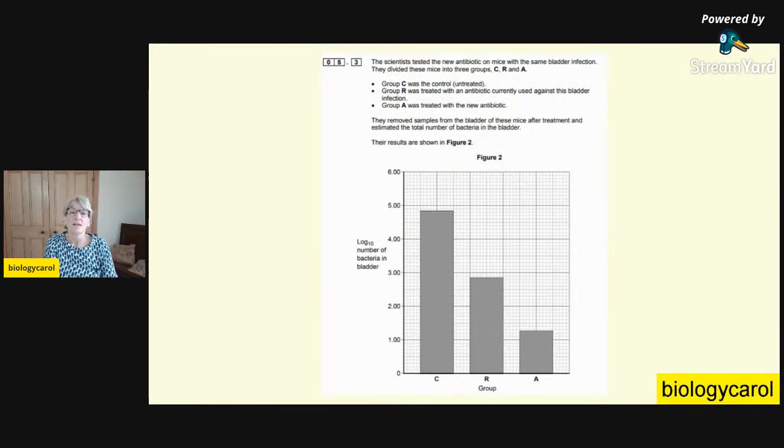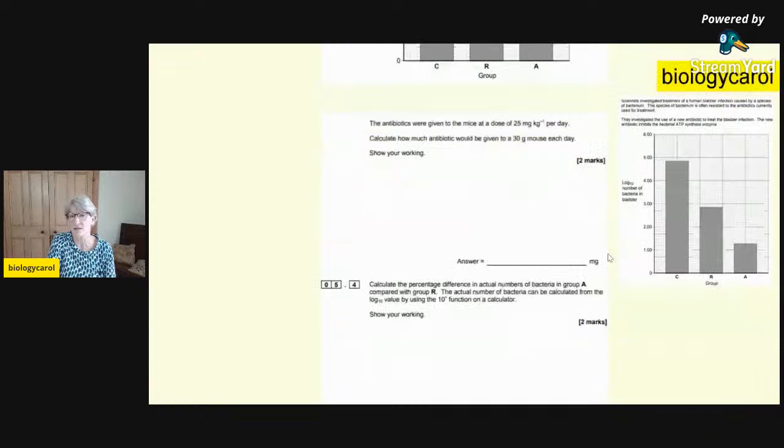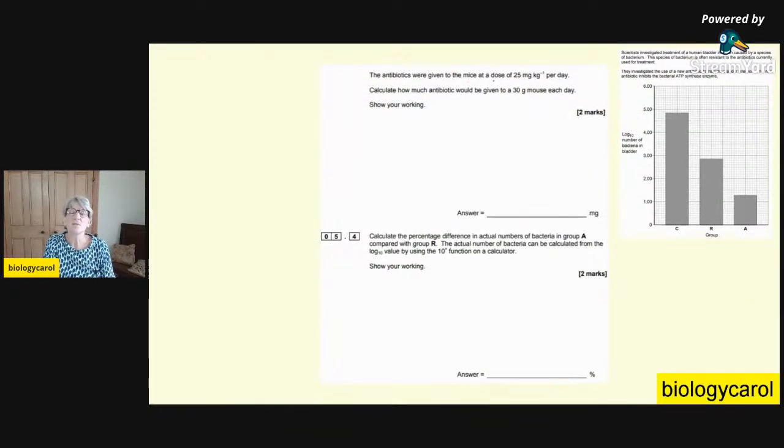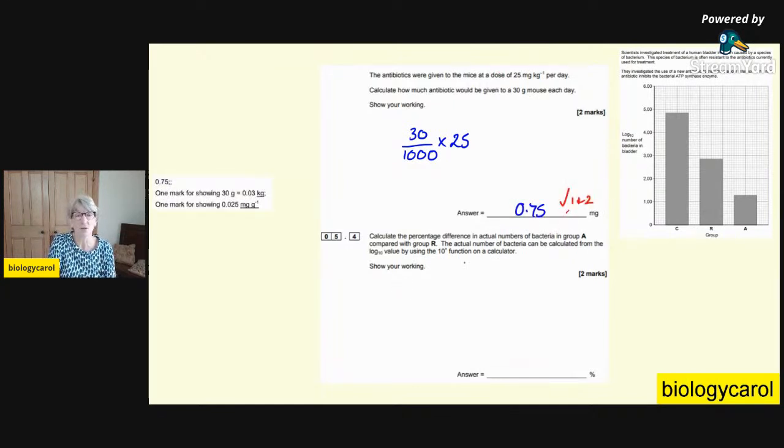Okay. They tested this new antibiotic on mice with the same bladder infection, three groups of mice. C is the control, which were not treated. R is the old antibiotic, and A is the new antibiotic. And they removed samples from the bladder and estimated the total number of bacteria. Antibiotics were given to the mice at a dose of 25 mg per kilogram per day. Calculate how much antibiotic would be given to a 30 gram mouse each day. Well, we've got to work out the fraction of 30 grams out of a kilogram, and a kilogram is 1,000 grams. So it's 30 over 1,000 times 25 milligrams, which equals that. And I got both marks.